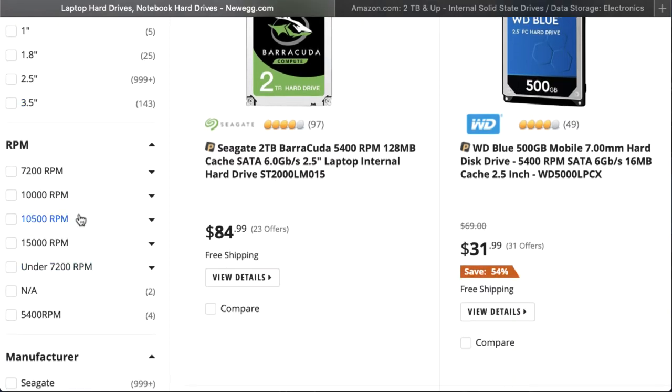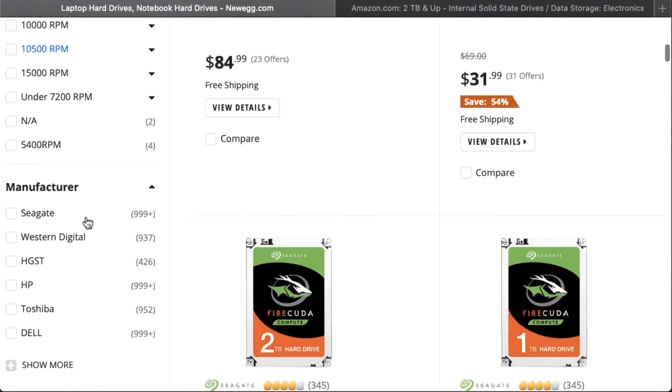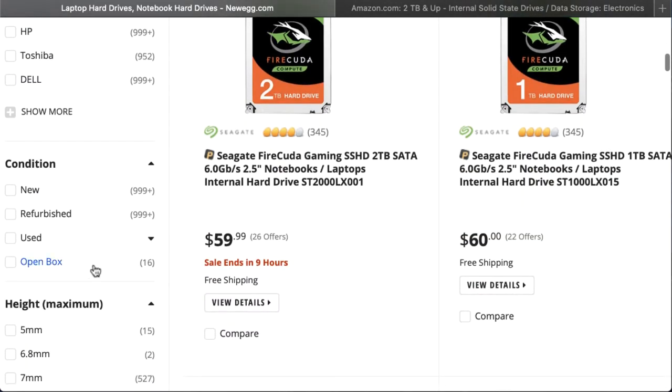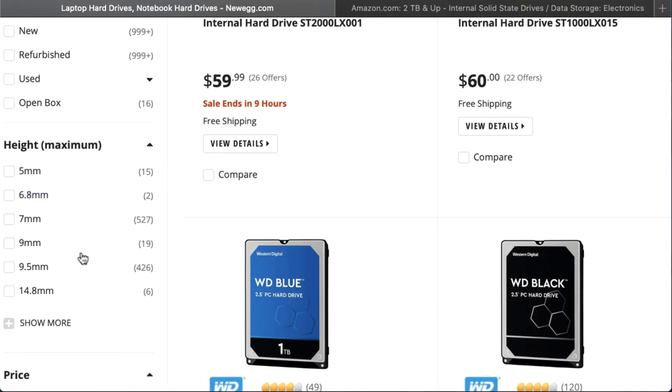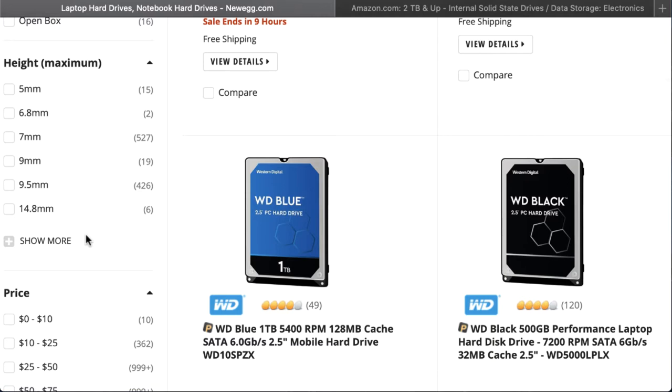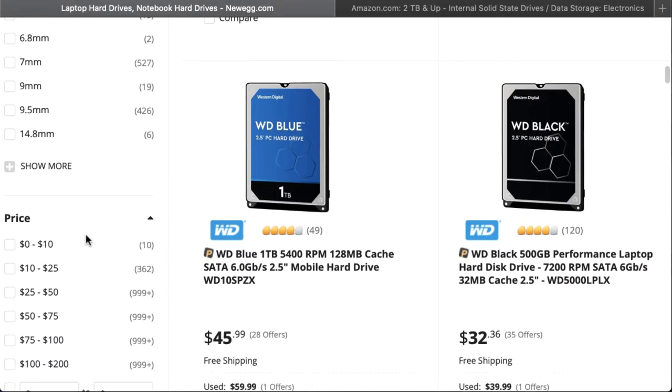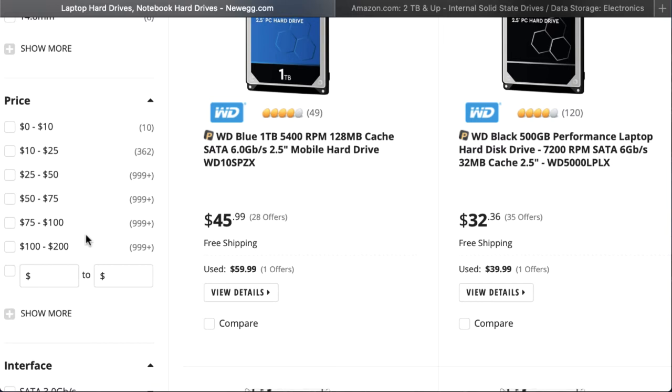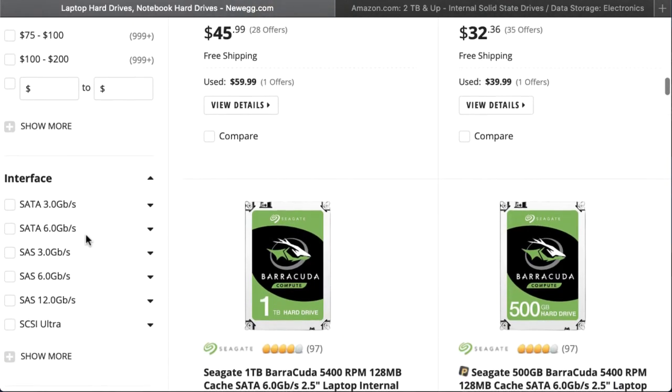Notice there are different speeds on how fast that disk is going to spin. The faster, the better as far as your ability to read and write data from it and to it respectively. There's the manufacturer you can pick, the condition, and then notice the height. Again, it's very important in those cramped laptops or netbooks or notebooks, whatever you're outfitting with this disk, to make sure you know the exact physical size, dimensions that can be supported. And then you could also filter by price.